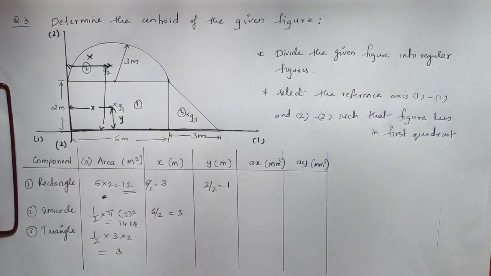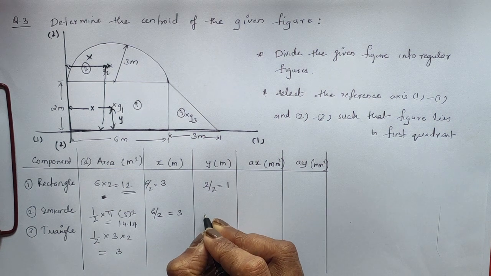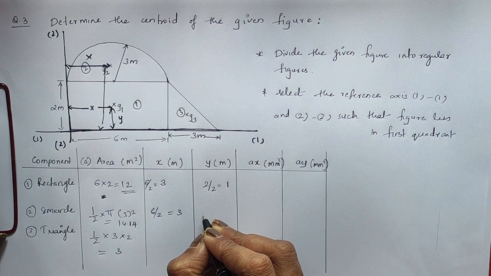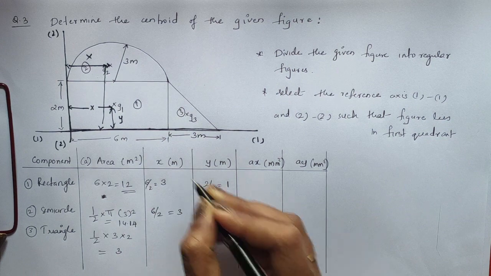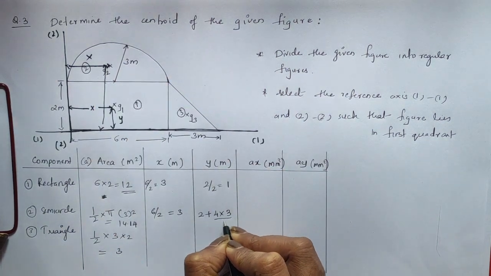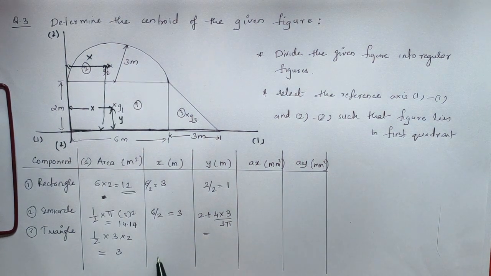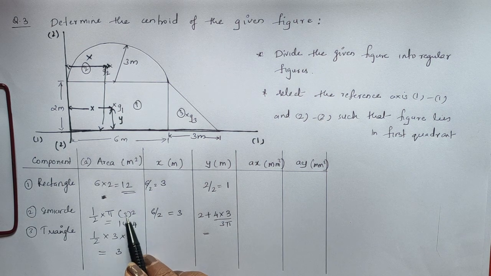r is 3 meter. So I will be writing it here. As you can see, y distance will be 2 plus this distance, 4r by 3 pi. 4 into r, which is 3, by 3 pi. Find the answer there. Now next we have the rectangle. The rectangle and semicircle are over.